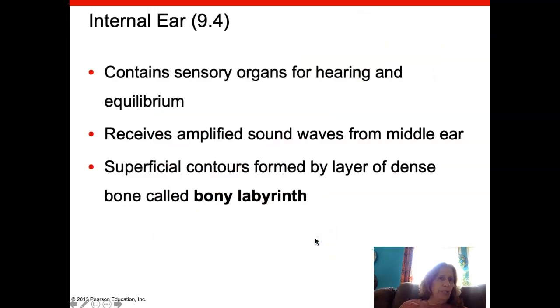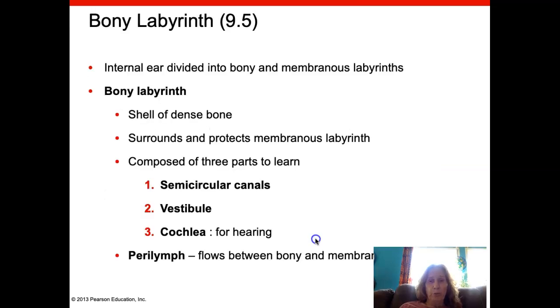The internal ear contains the sensory organs for hearing and equilibrium. It receives sound that becomes amplified from the middle ear, and what we see when we look at that inner ear is a snail-shaped object. It's bony, and it is called the Boney Labyrinth.